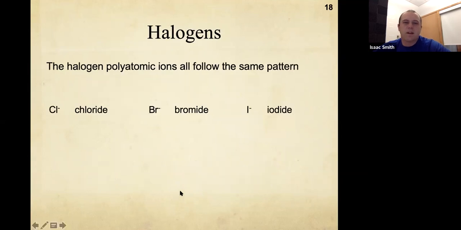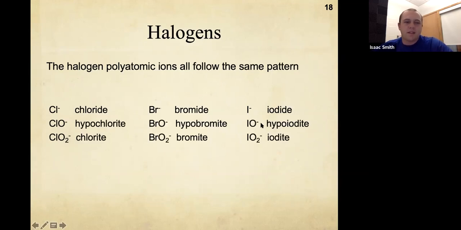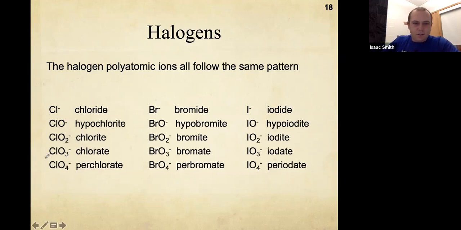All right. And then I talked about how all the halogen polyatomic ions follow the same pattern. So for chlorine, bromine, and iodine, very similar, okay? So if you look here, you have your chlorate, your bromate, and your iodate. These are the ones that you need to memorize, but they're all pretty much the same, right? ClO3 with a -1, or BrO3 with a -1, or IO3 with a -1. Those are all the ate forms. And then if you gain an oxygen, the charge stays the same.